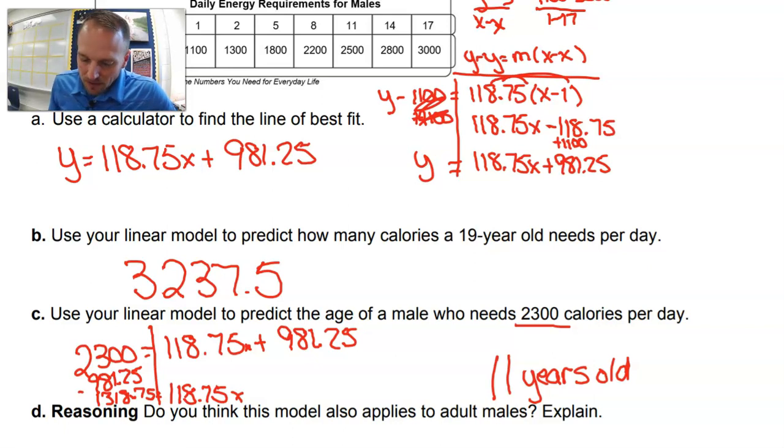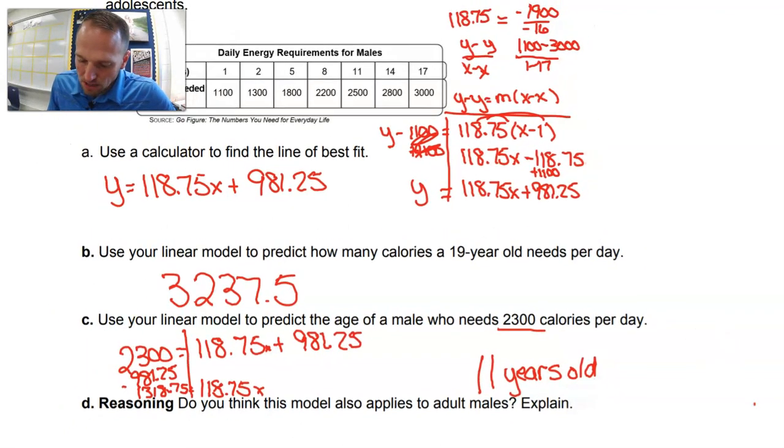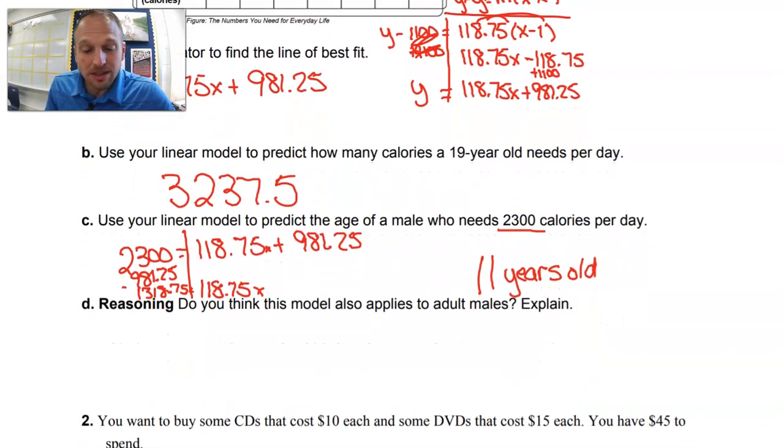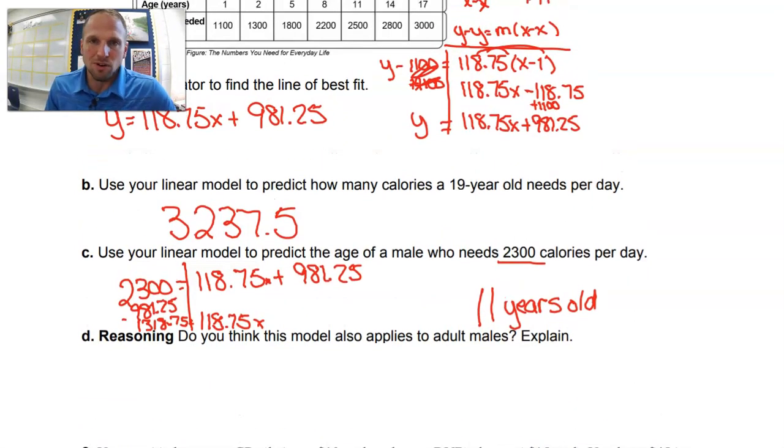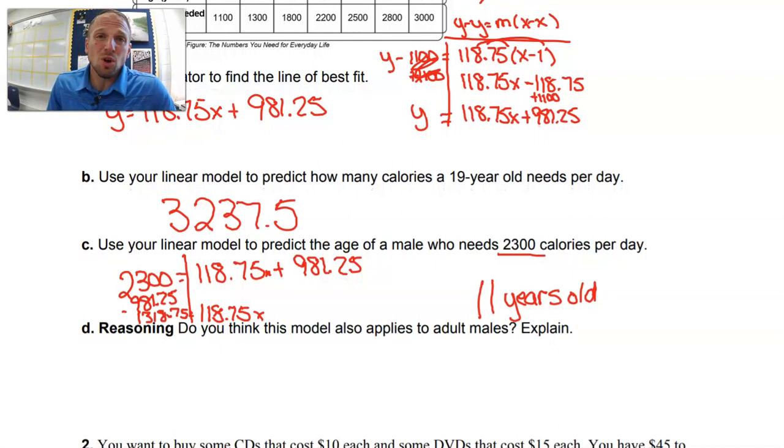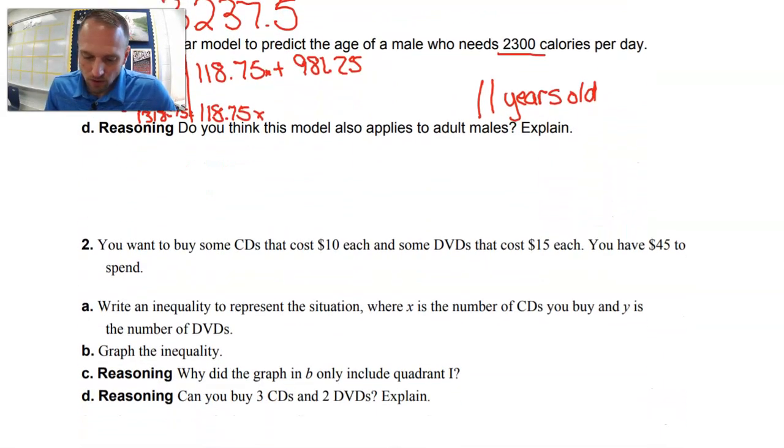Okay? Pretty easy. Letter D, do you think this model also applies to adult males? Explain. Well, no, it's not going to. If you put in a number for an adult male like, let's pick 60, okay? If you put 60 in for x, you're going to get a huge number of calories that no adult male is going to need. So does this work for adult males? No, because eventually men stop growing, stop getting bigger, stop needing that many calories, and so no, it is not going to work for adults.